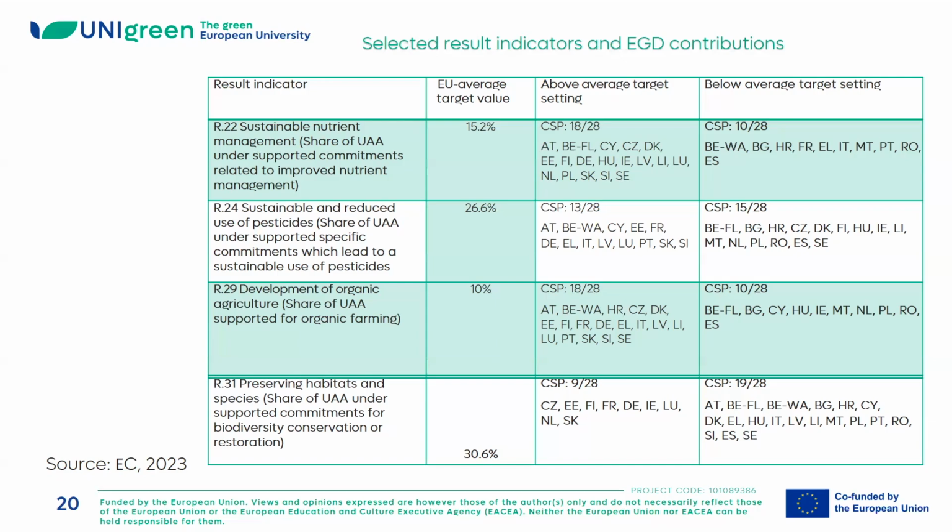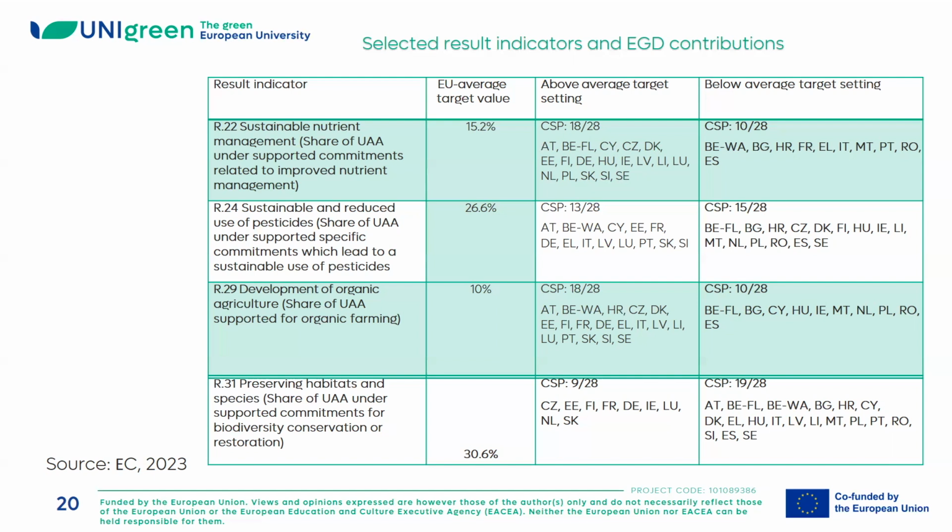The European Commission presented a report that is comparing these values. You can see in the table that half of the strategic plans did not include a target value for the result indicator for sustainable water use and emission reduction in livestock. More than half of the plans show above average ambition regarding organic farming and sustainable nutrient management. A further 13 strategic plans show ambition for sustainable and reduced use of pesticides.